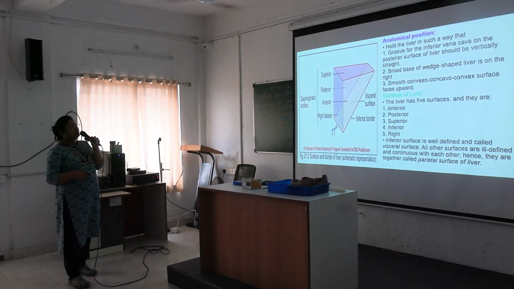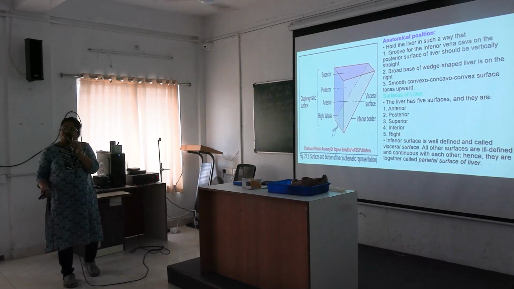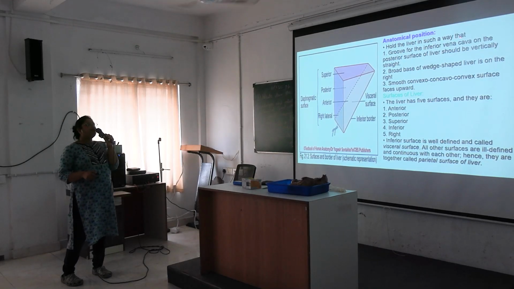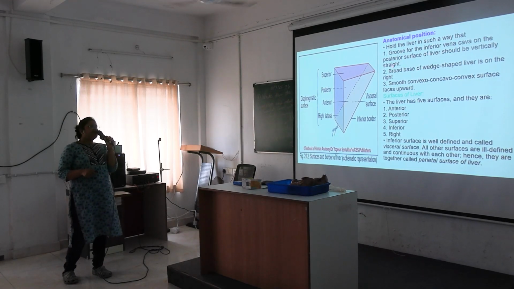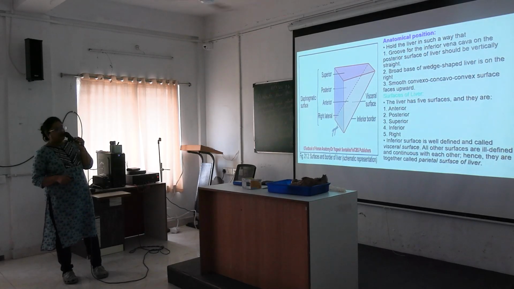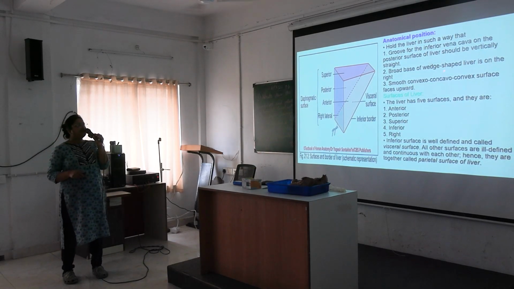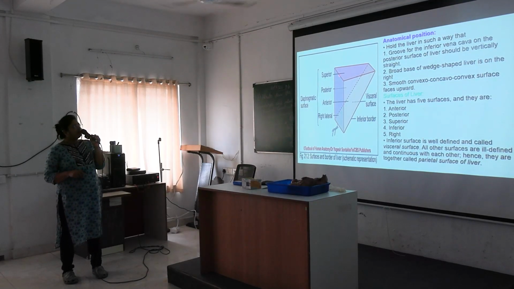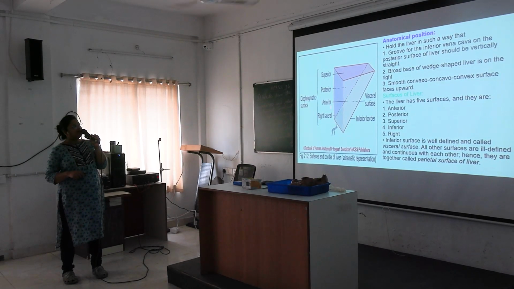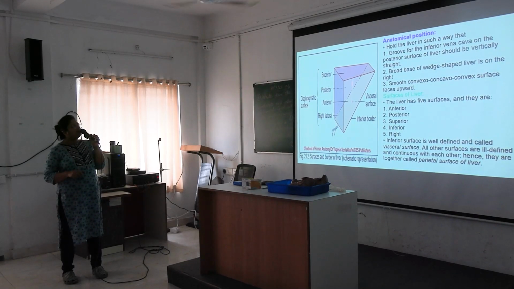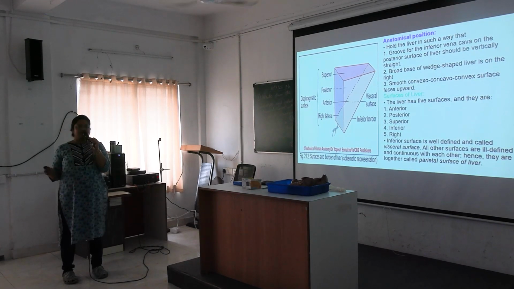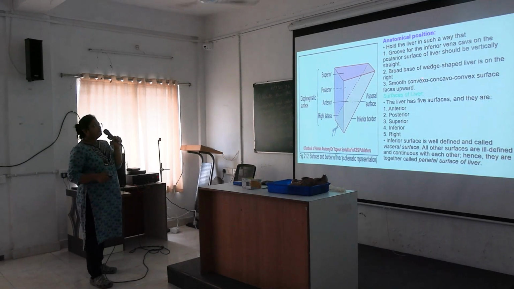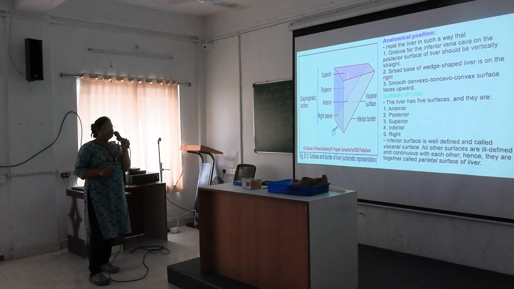So next we are going to the anatomical position. This is very, very important. So hold the liver in such a way that groove for inferior vena cava on the posterior surface of liver should be vertically straight, and broad base of wedge-shaped liver is on the right side. So this is broad base directed towards the right side, and groove for inferior vena cava lies on the posterior surface. Okay, and it is vertically placed, and smooth concave or convex surface faces upward.